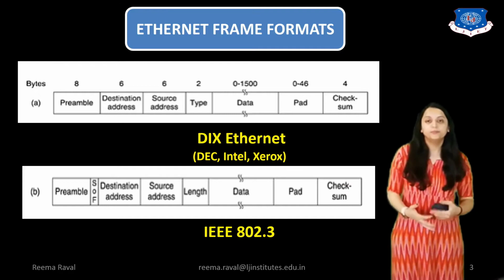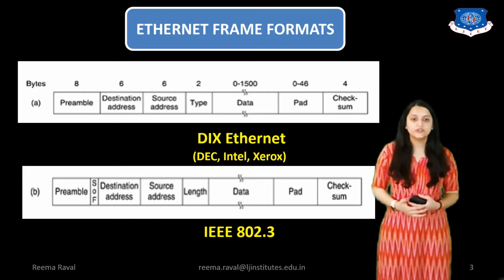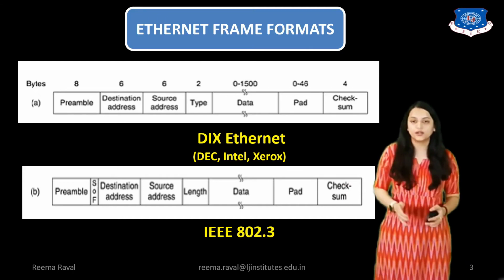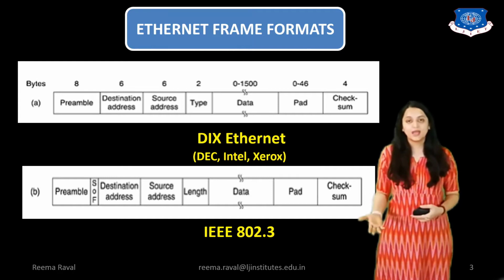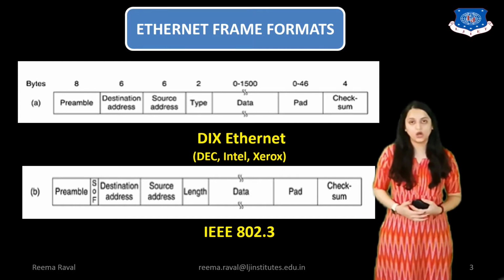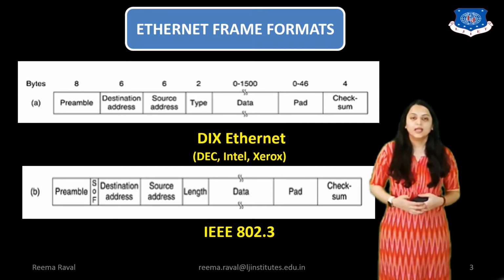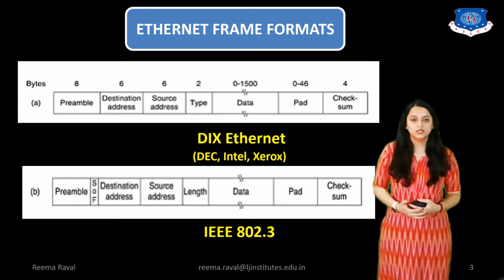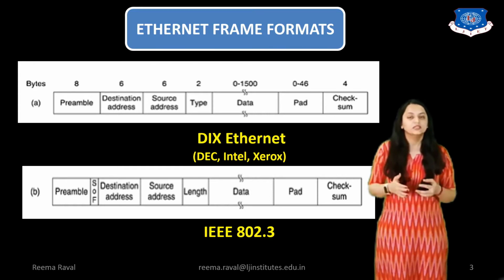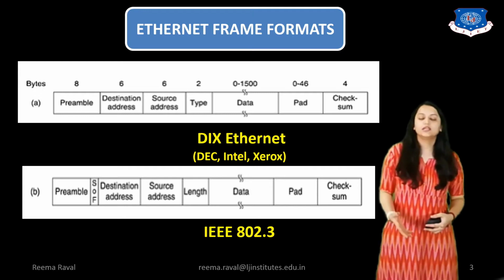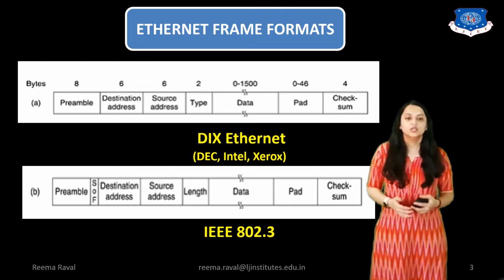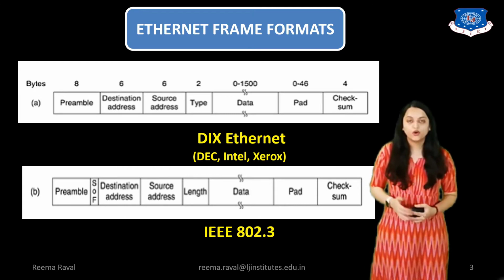Next field is padding field or pad field, which is ranging from 0 to 46 bytes. This may have 0 padding or such padding concepts in this. And the last field is checksum field, which is of 4 bytes. This checksum field is used for error detection purpose. So this is the frame format for DIX Ethernet frame structure.